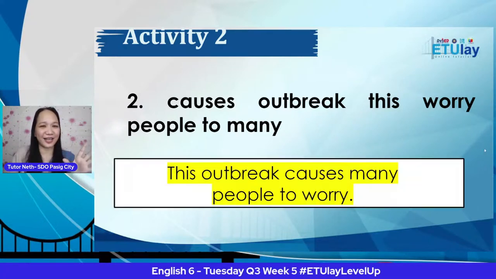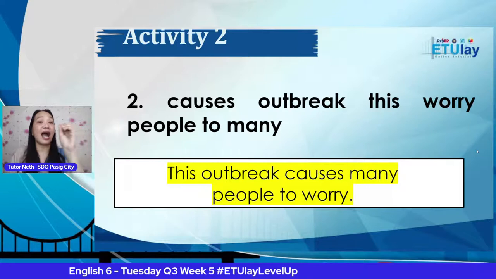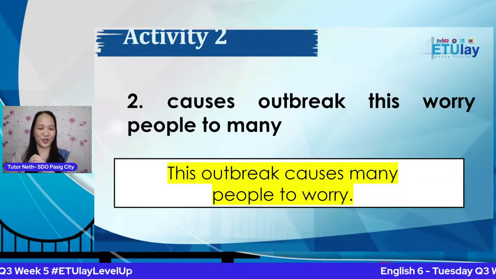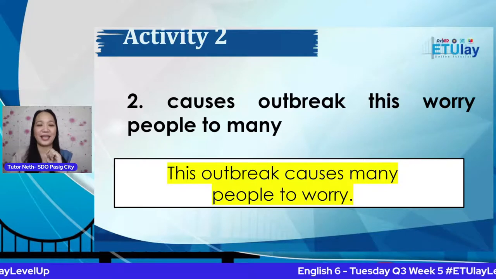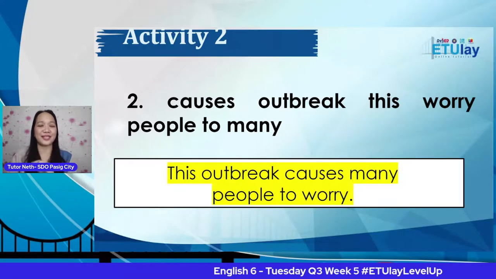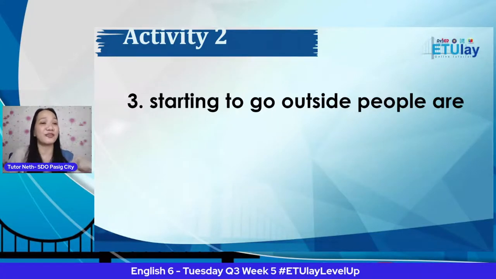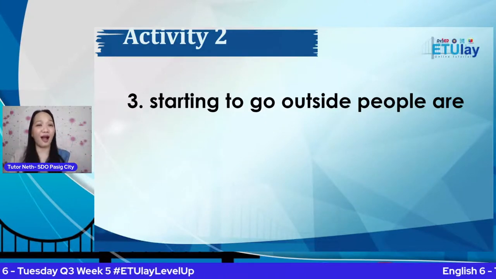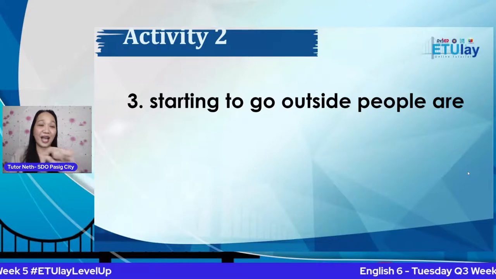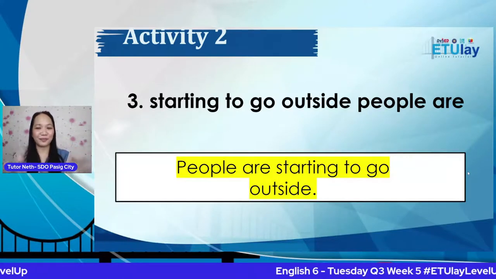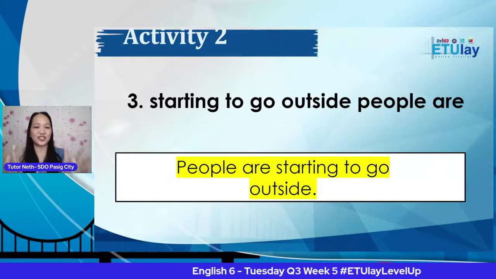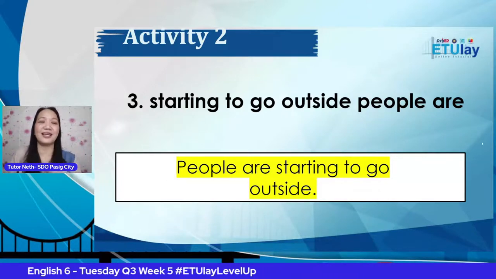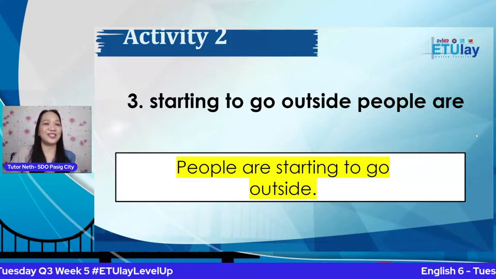The correct answer is this outbreak causes many people to worry. And that is in declarative sentence form. Next, for number 3, starting to go outside people are. Sige, I will reveal na the answer. People are starting to go outside. Diba, totoo naman, these are declarative sentences.